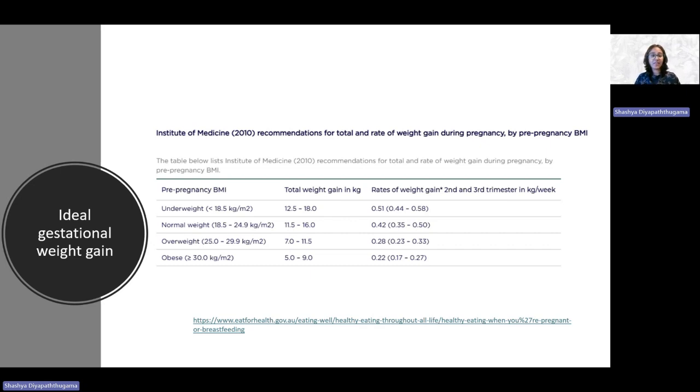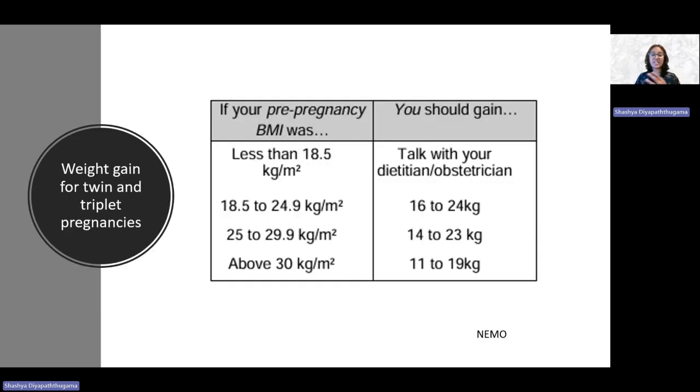This is if they are bearing a single fetus, but for twin and triplet pregnancies, these values would be a bit higher. For example, if a woman was in the healthy weight BMI category pre-pregnancy and they are now bearing twins or triplets, their weight gain recommendation would be higher than before, now 16 to 24 kilograms. Earlier it was 11.5 to 16 kilograms. So likewise, depending on the pre-pregnancy BMI, there are different recommendations for the weight gain during pregnancy.